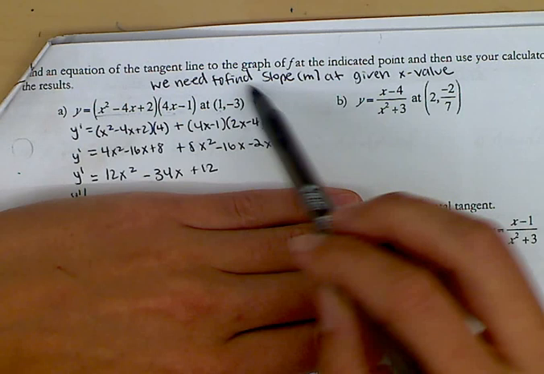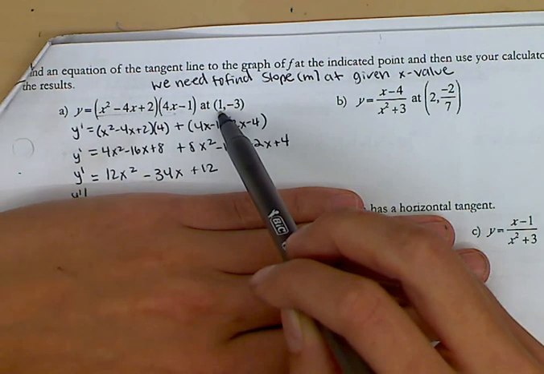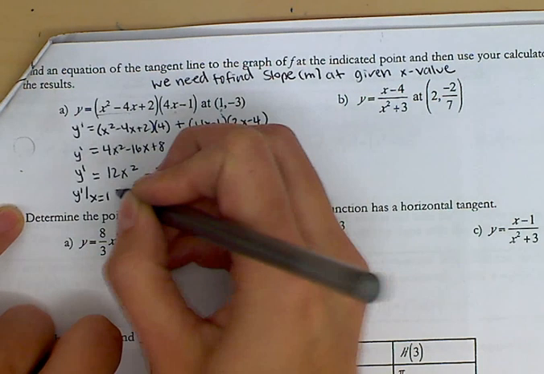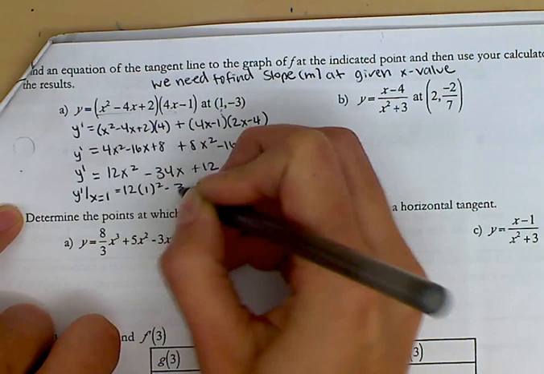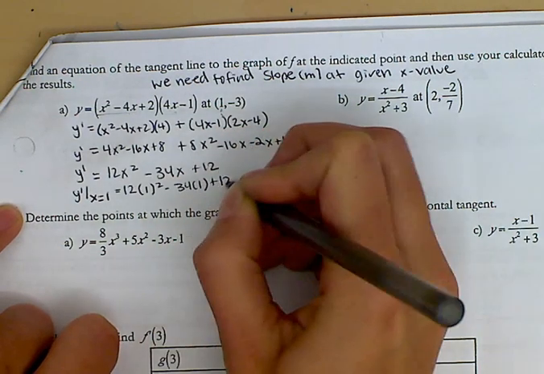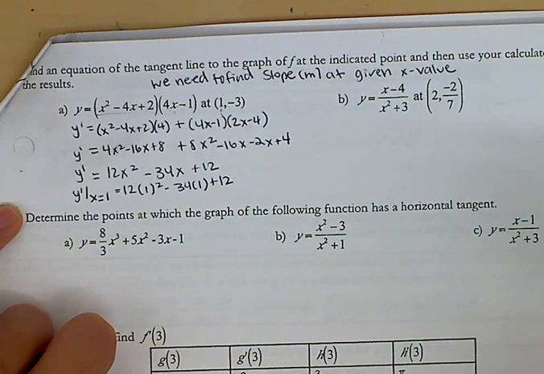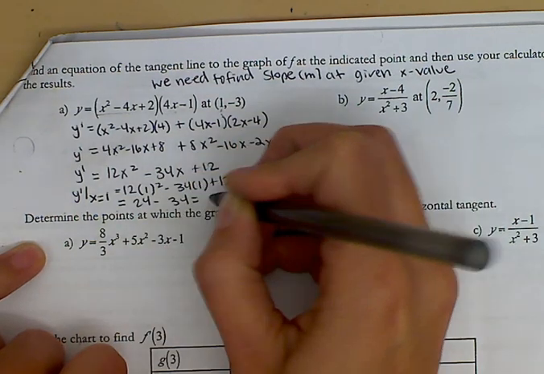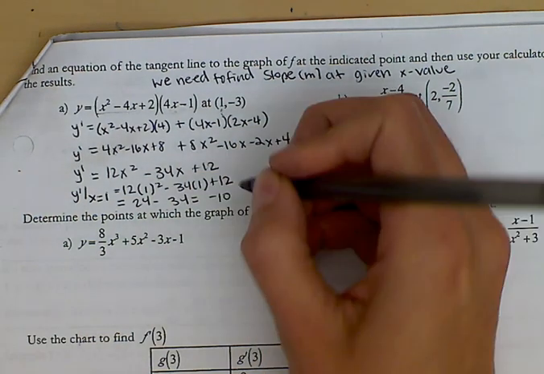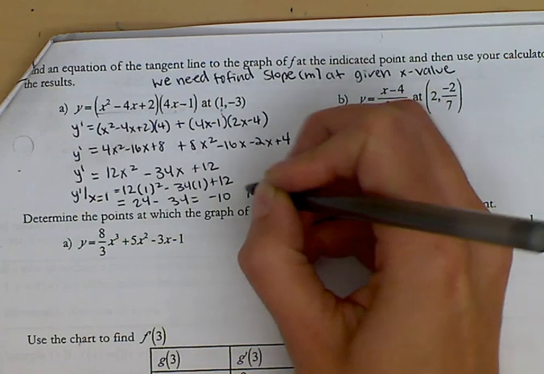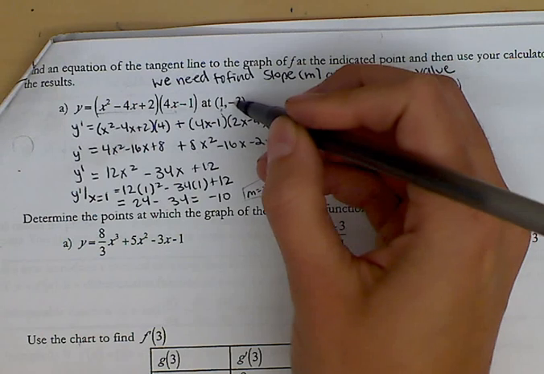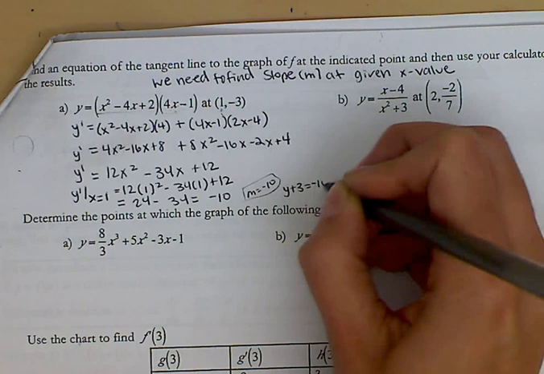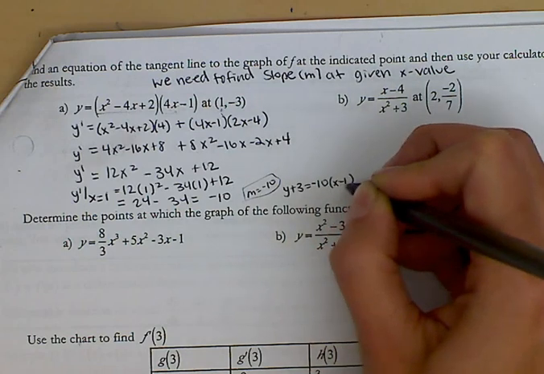So all I've done so far is found the derivative, and now I'm going to find the slope at the point where x equals 1. So I have the derivative, and I'm going to find it at x equals 1. So here I'll have 12 times 1 squared minus 34 times 1 plus 12. And this is going to equal 24 minus 34, which equals negative 10. So basically, m equals negative 10. So I can make an equation using this point, and it's going to be y plus 3 equals negative 10 times (x minus 1). And here's my equation now.